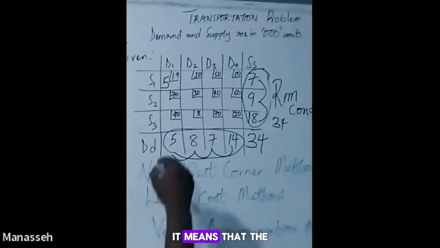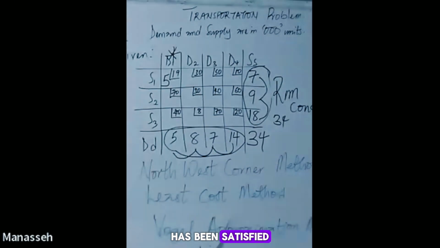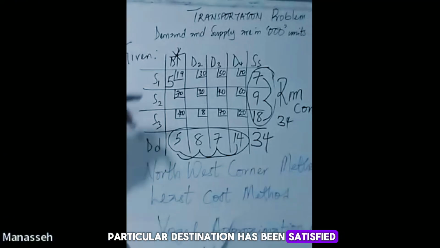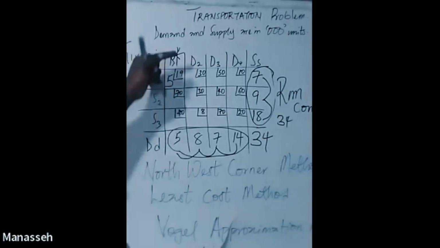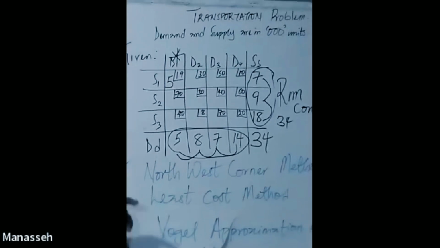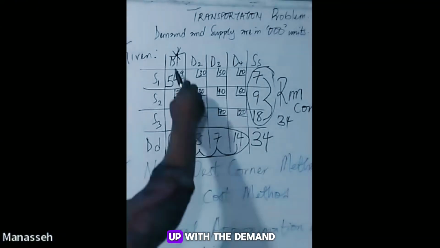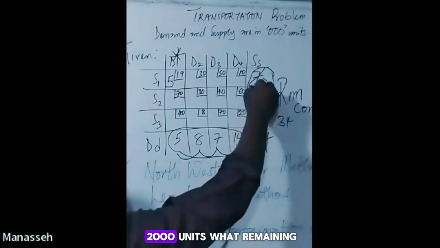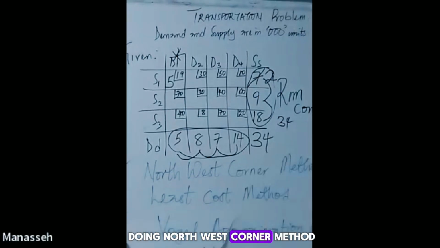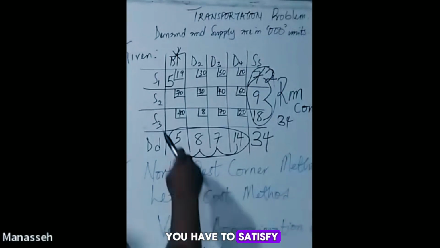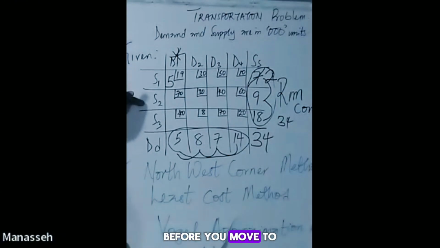So in that case, it means that the demand for this particular destination has been satisfied. Which means no other allocation can be done to this particular row column that we have. Now, the whole essence of the northwest corner method is that the moment we meet up with the demand of 5,000, there are 2,000 units remaining in source one. If you are doing the northwest corner method, you have to use up all the capacity of the first source before you move to the second source.